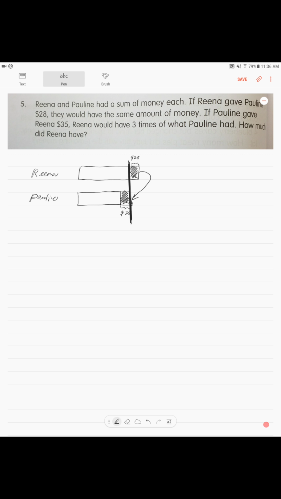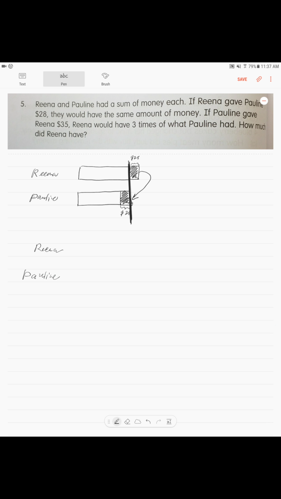And now we have to process the second sentence. If Pauline gave Rina 35, Rina would have 3 times what Pauline had. Let's think about it. Now again we need to draw our model, so we draw 2 girls, Rina, oh sorry, what's your name?